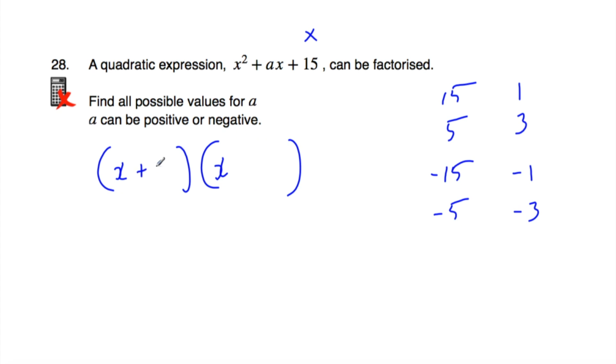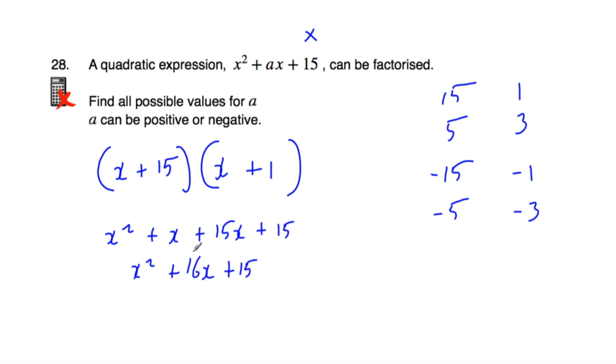So we could have x plus 15 and x plus 1. And if we were to expand these, we would get x times x is x squared. x times 1 would be plus x, or plus 1x. We then have 15 times x, that's going to be plus 15x. And then we'd have 15 times 1, that's going to be equal to 15. And then if we simplify this, we'd get x squared, and then we've got x plus 15x, that's plus 16x. And then we've got our plus 15. So one possible value for a would be 16. Let's write that down. One possible option is 16.